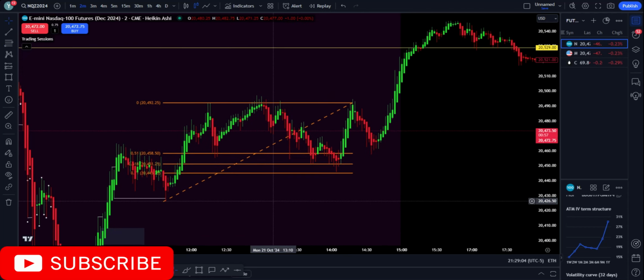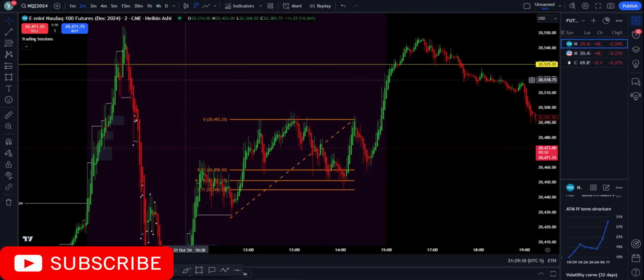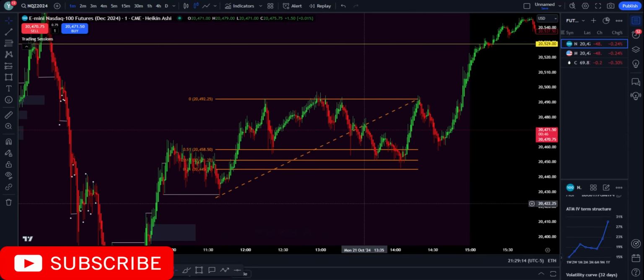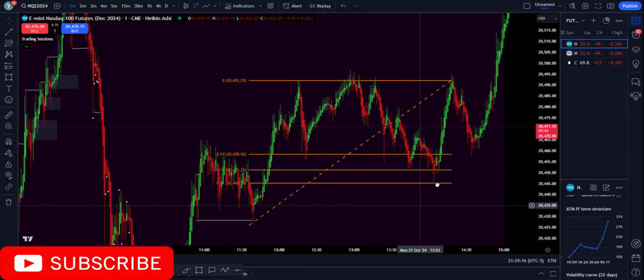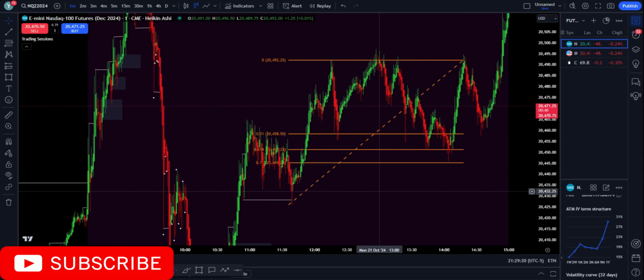Okay, as you can see, market pushed up. This pushed up and came back. Now tap this and went all the way back up. So most of the time, I always have the 1 minute and the 2 minute open, because sometimes the 2 minute might be vague, but I might see some price action on the 1 minute. So stuff like that definitely helps.